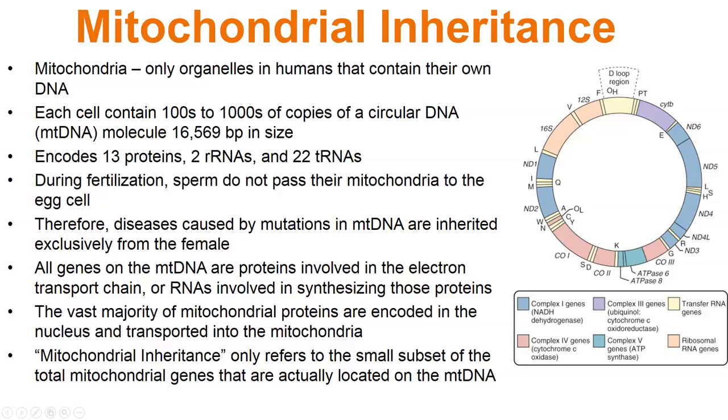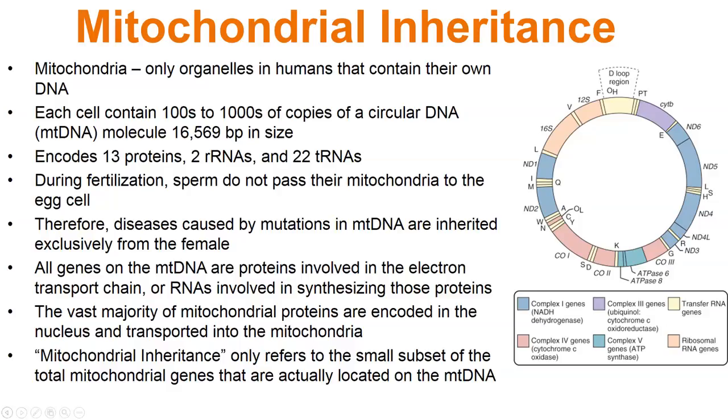During fertilization, sperm don't actually pass mitochondria on, at least under normal circumstances. Very rarely that can happen, but under normal circumstances it doesn't. Therefore, mitochondrial mutations are inherited exclusively maternally. You get your mitochondria from your mother. So the mitochondrial DNA you have comes exclusively from your mother. So that plays a role in how things are going to be passed on.